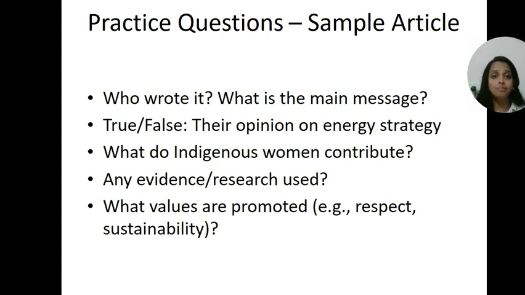So these are the examples for the questions, and you have to write down your answer, okay? And don't just say yes or no. You have to explain why. That's how you build your critical reading muscles.